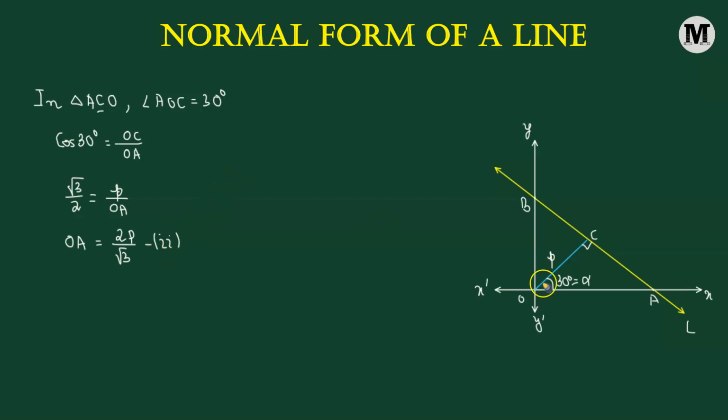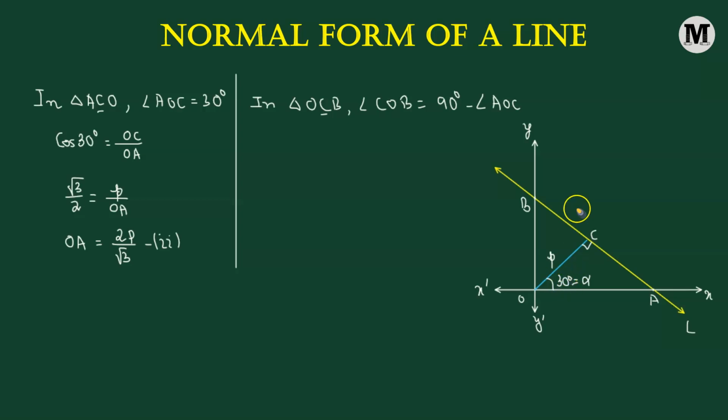Next, we are going to consider the upper triangle OCB, the upper half of the triangle, which is right angled at C. Clearly the angle COB must equal 90 degrees minus the angle AOC.